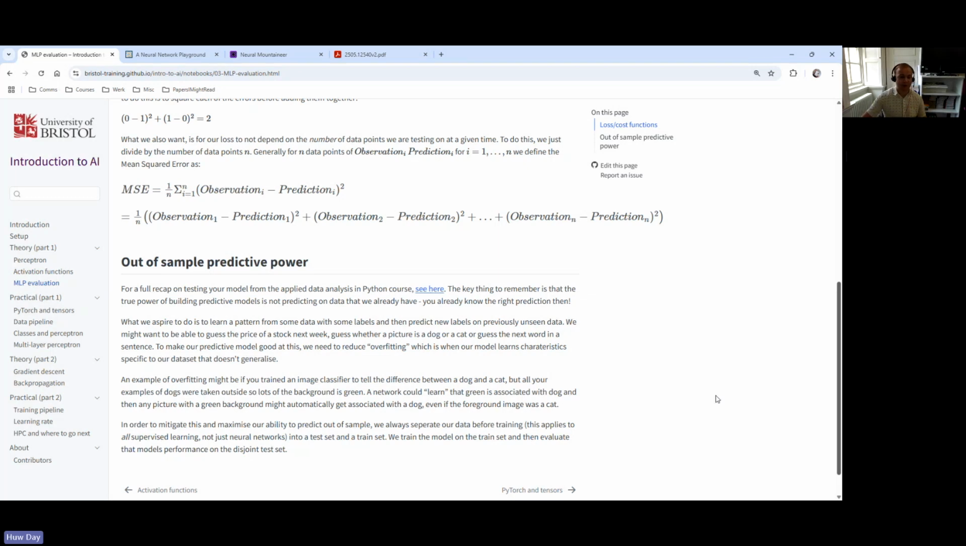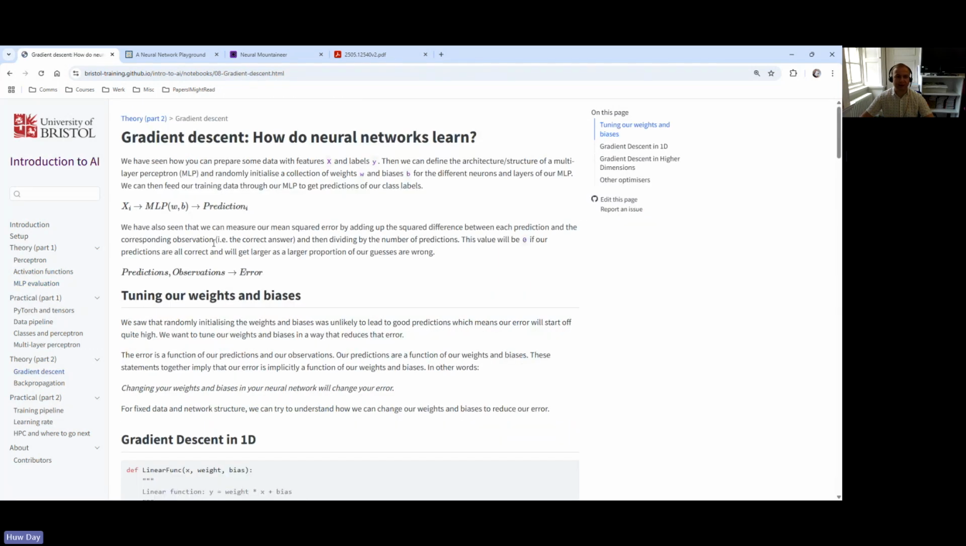So now what we've seen is that we can get some data with features X and labels Y, and then we can define some structure of our neural network, say, of our multi-layer perceptron, and then we can initialize some weights and some biases that affect the values of things that get fed through our neural network.